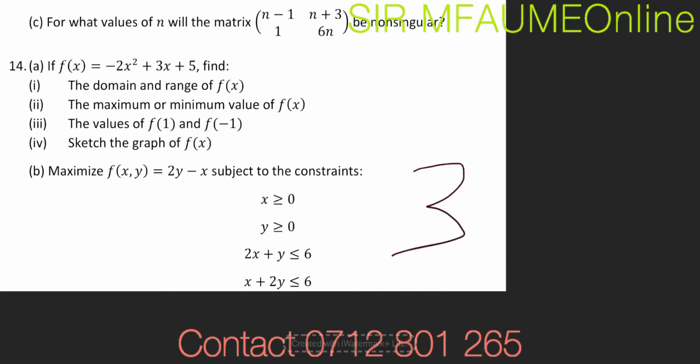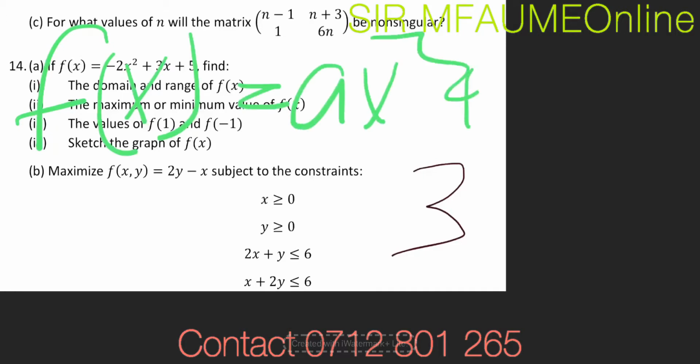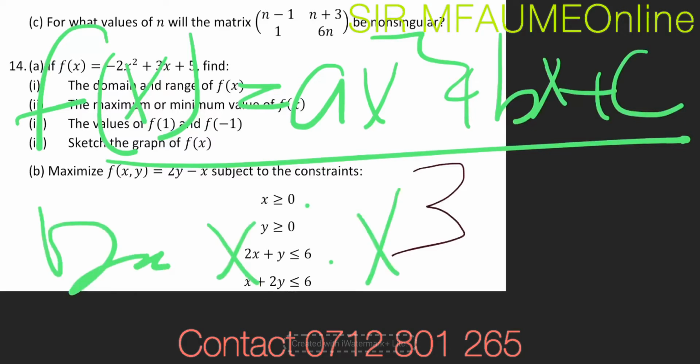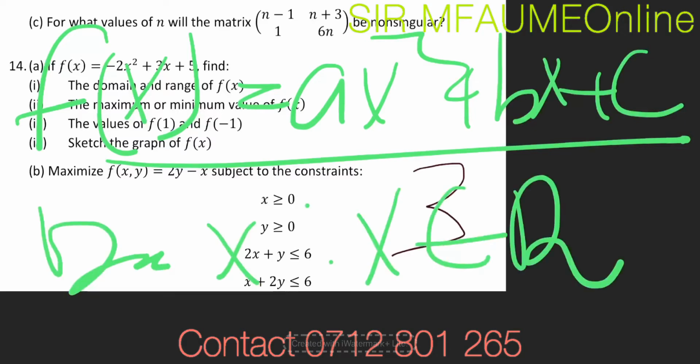First of all, you have to understand, for the first case, we need to find the domain and range of f of x. For any quadratic equation written in the form f of x equals ax squared plus bx plus c, its domain is supposed to be all real numbers. So the domain is x such that x is an element of all real numbers. That is a given.